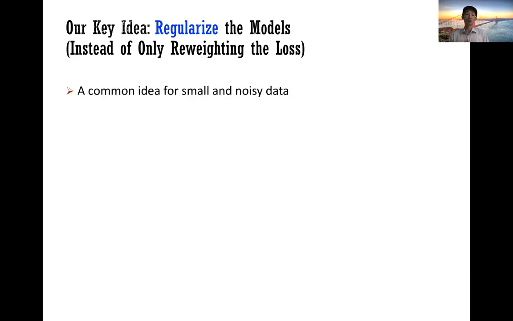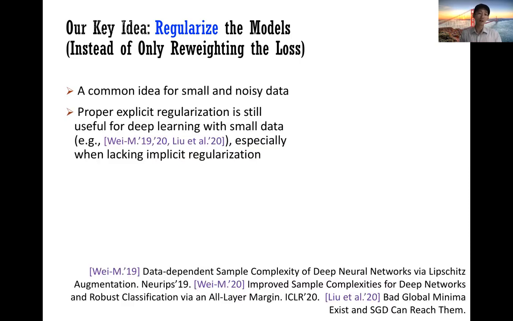So using regularization is a pretty common idea. There's nothing fancy about it, right? It's a common idea for small and noisy datasets. And also, using regularization is still useful for deep learning, even though we don't typically use very strong regularization when you train on benchmark datasets like CIFAR and ImageNet. But still, especially when you lack implicit regularization and when you have these slightly different heterogeneous datasets, it has been shown that using explicit regularization is still pretty useful, especially when your data is small.